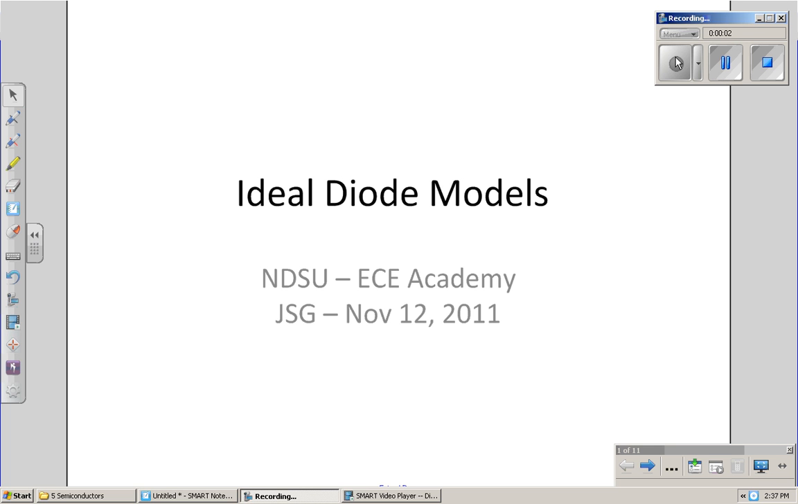So where we left off with the last slide on diode VI characteristics was that the current and voltage are related by a nonlinear equation. Current is an exponential function of voltage. That creates a problem when analyzing circuits. I've got a nonlinear set of equations to solve.